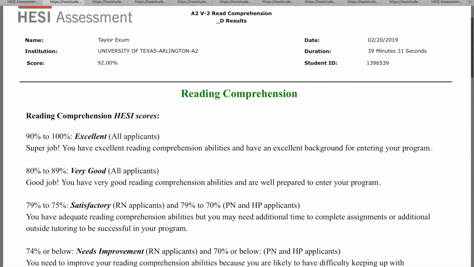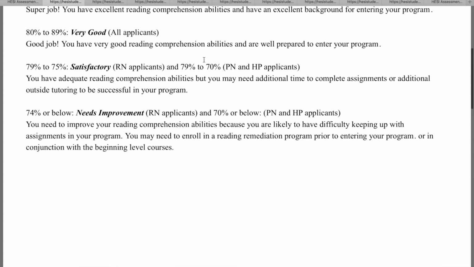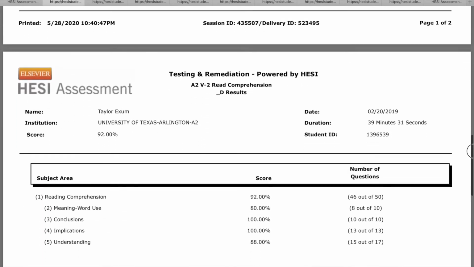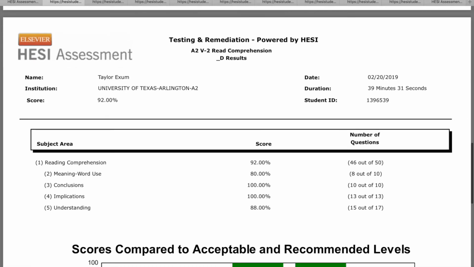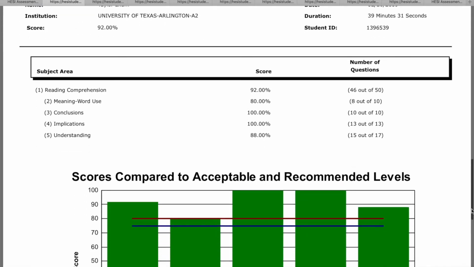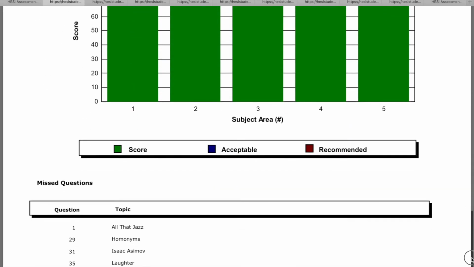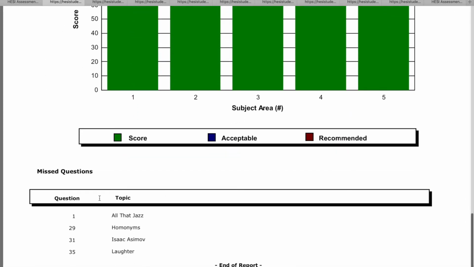I took V2, so version 2. There are 2 different versions of the HESI. I think V1 is a little bit easier than V2. I've had V2 3 times and V1 twice. Here you'll see the different types of questions that you missed in this category, but if you scroll down further, you'll be able to see exactly which questions you missed. So I missed number 1, 29, 31, and 35.